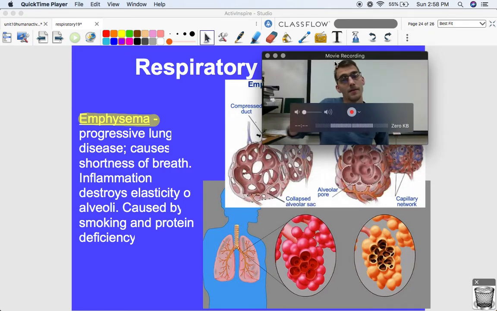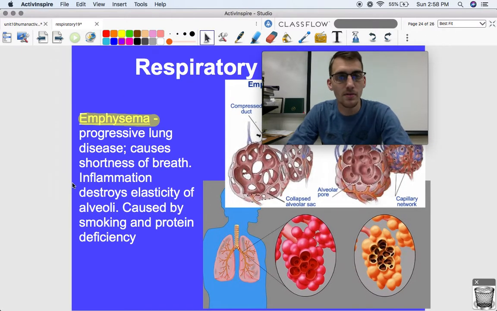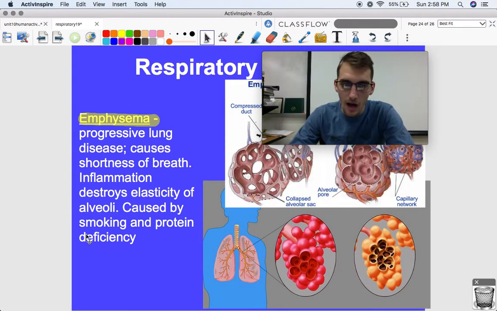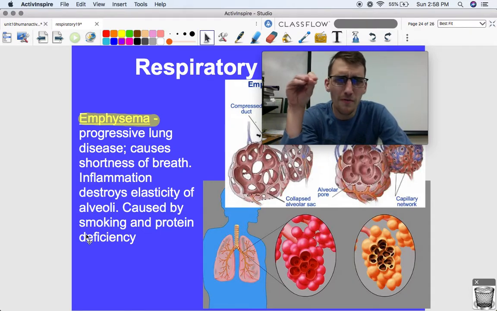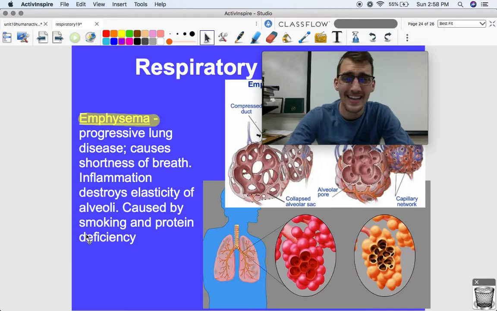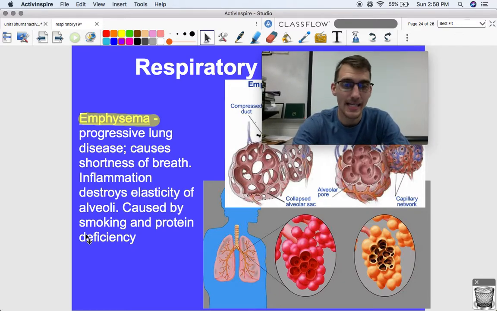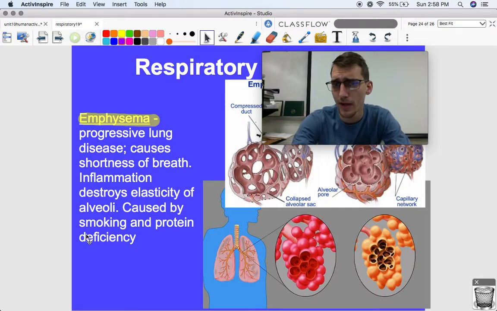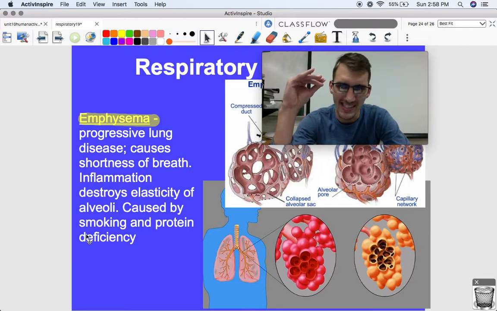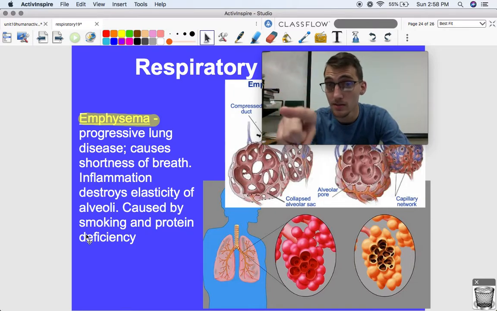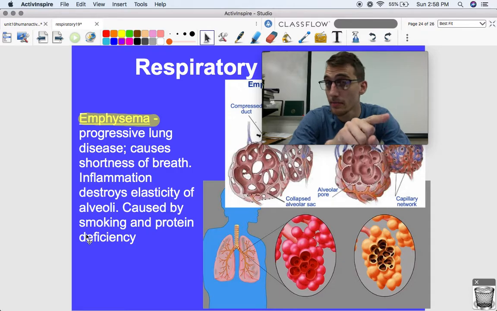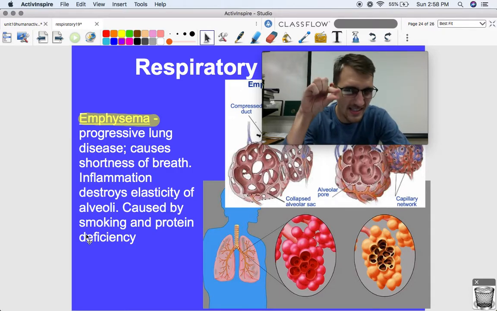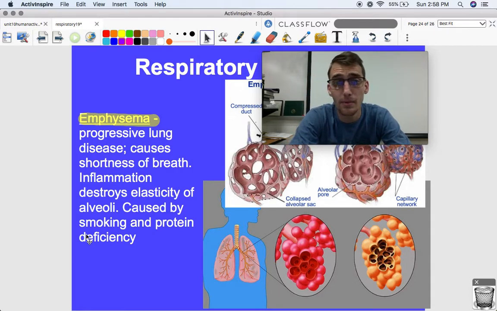Okay, another big disease that you may have heard of before with regards to the respiratory system is emphysema, and that is a progressive lung disease. It causes shortness of breath. It's inflammation of these very fickle, vulnerable alveoli. Once again, it destroys their elasticity. Okay, so each of those alveoli are like little balloons, almost little sacs, right? And I don't want to continue the notion that your lungs are like balloons. Okay, but the alveoli, the tiny little microscopic sacs, they are kind of like balloons.